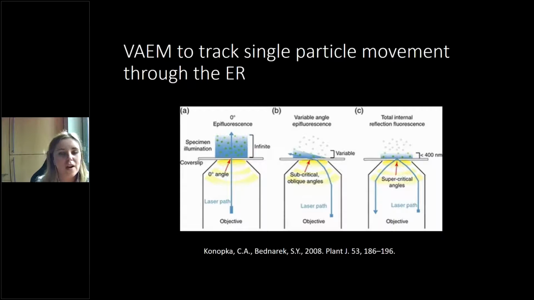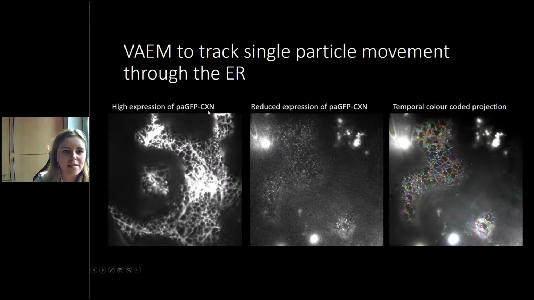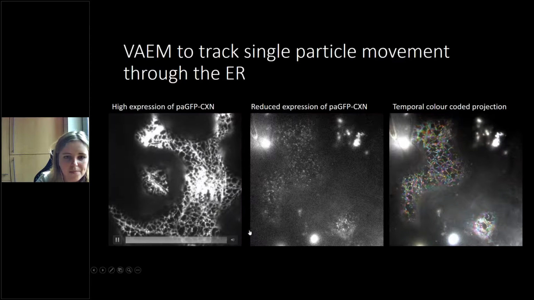Or you can use variable angle epifluorescence, which is where the angles are not necessarily supercritical angles, but you're still hitting your sample at an angle with the laser. And you can use this to highlight a very thin region just near the surface of the cell. So if we look here, we have an example of high expression of this photoactivatable GFP calnexin in the ER, and you can see there's a great resolution through time.